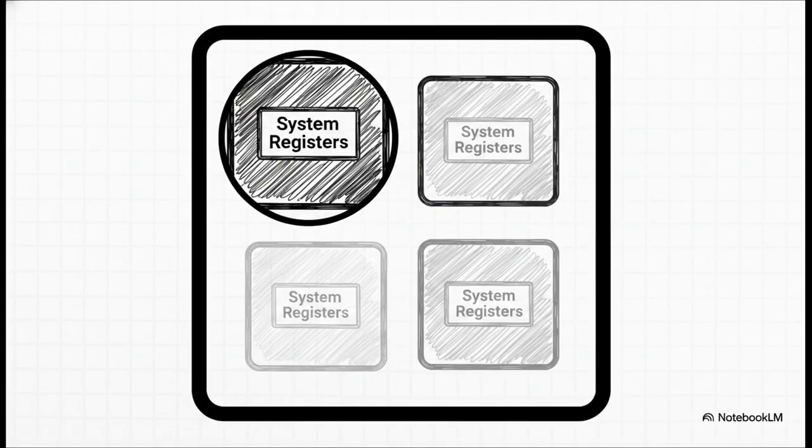And how is this chaos possible? Well, it's because each core has its very own set of those critical system registers we talked about, its own current EL register, its own state. They don't check in with each other. They just manage their own state changes based on the work they need to do.